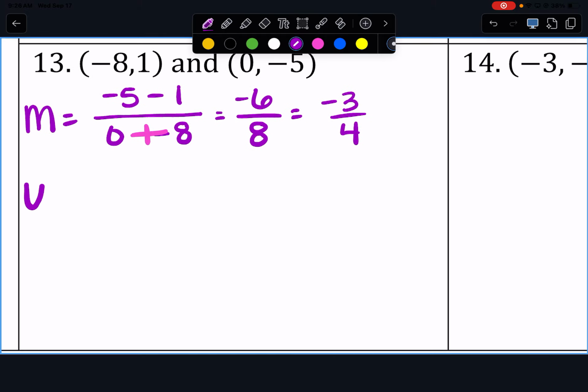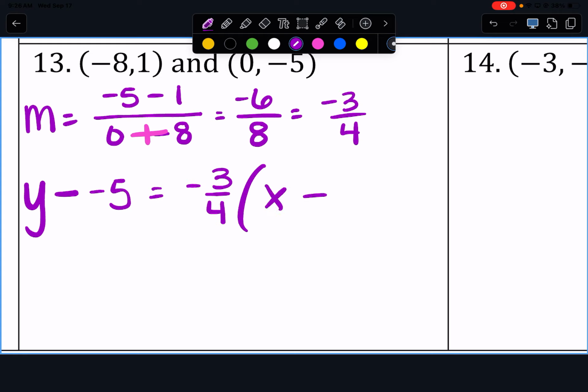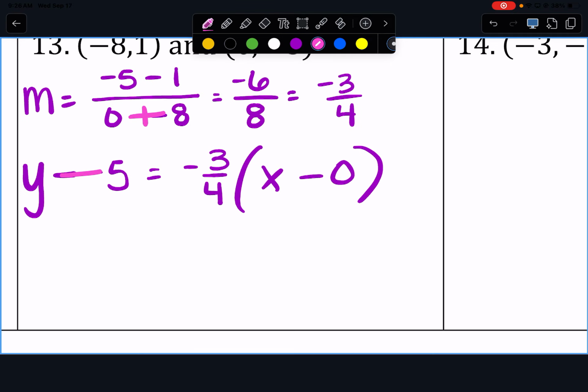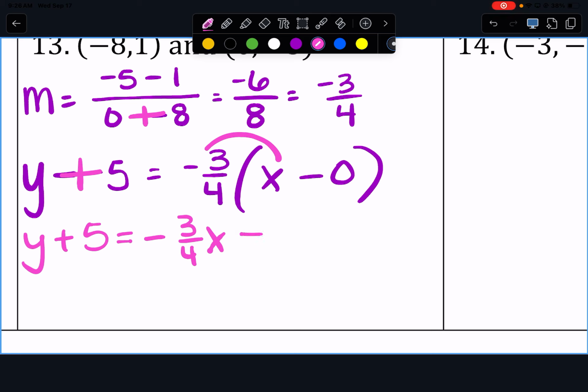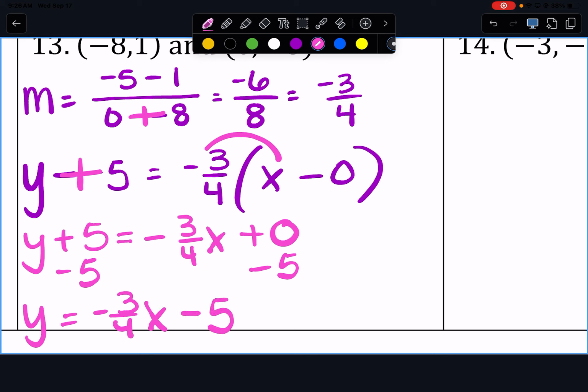5 and 0. Yep. So Y minus negative 5 equals negative 3/4 X minus 0. From here, when I subtract a negative number, we get Y plus 5 equals negative 3/4 X, and then we have plus 0. Do I really need the plus 0? No, but it doesn't hurt anything. Then I subtract 5 on both sides. What is 0 minus 5? Negative 5. And there we go.